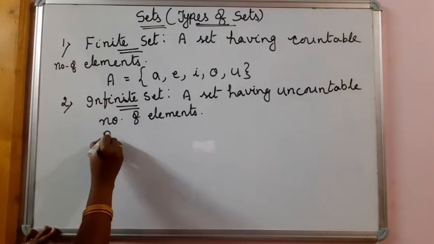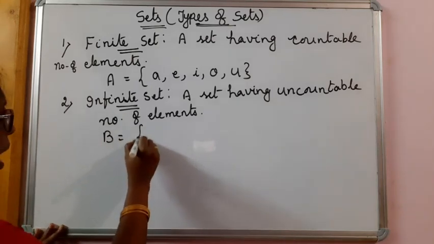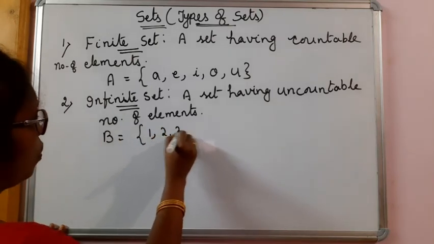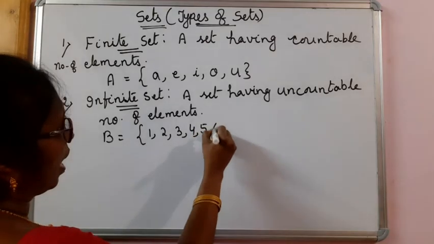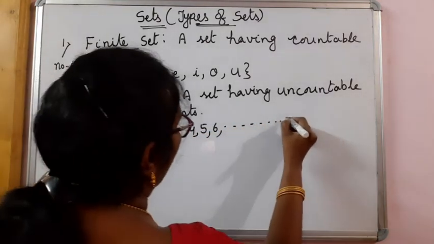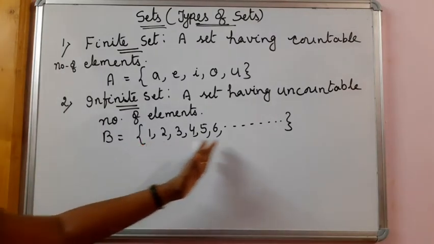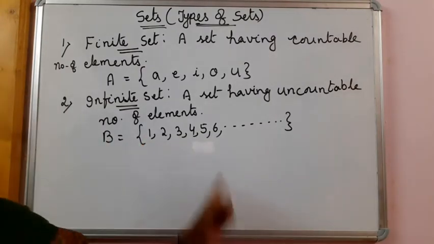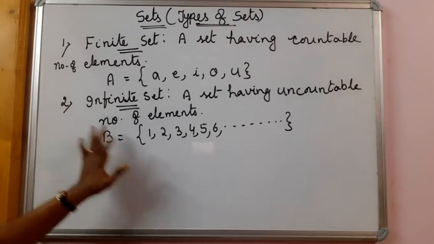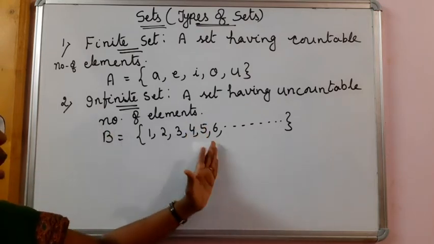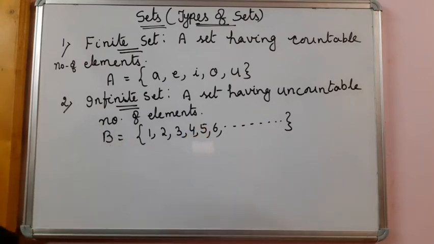Let me give you an example. Set B is having 1, 2, 3, 4, 5, 6, and so on. That means all the natural numbers are there in this set. That means here we cannot count how many elements are there in set B. So this is said to be an infinite set.